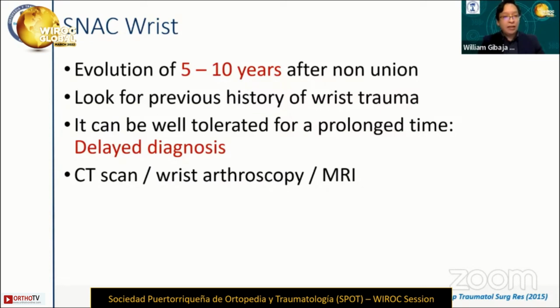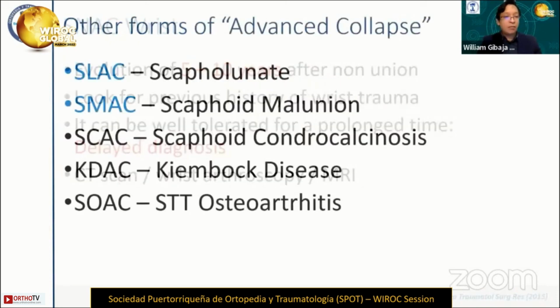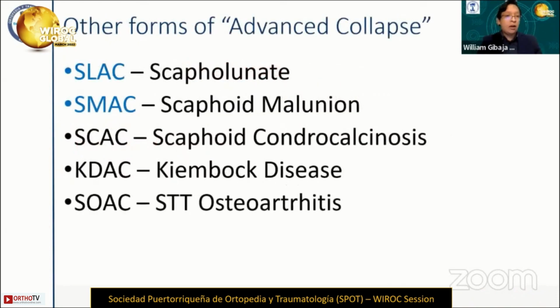That will lead to delayed diagnosis, and usually when the patient starts to complain of pain, it's when some arthritic changes have already occurred. It's also frequent that a patient falls on an outstretched hand and complains of wrist pain, but when we see the X-ray, we know that this injury did not happen from this fall, but happened many years ago. So we need to complete this evaluation with CT scans, MRI, or if possible, arthroscopy. There are other forms of advanced collapse, including scapholunate, malunion, and some that have been added recently, including Kienbock's and scaphotrapezoid osteoarthritis.